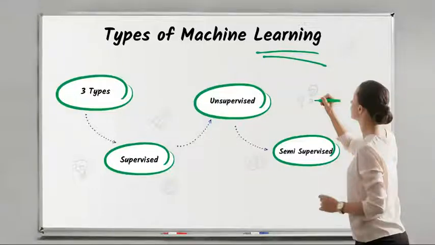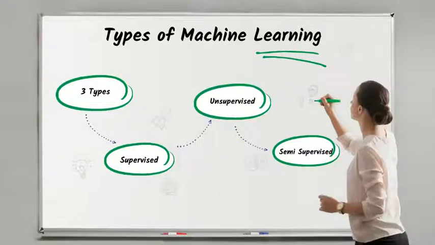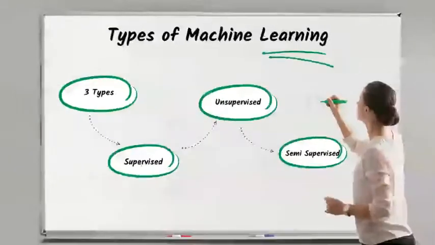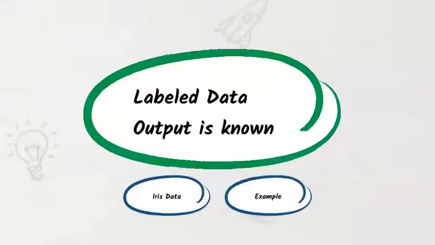Hello, everyone, and in today's podcast, we will deal with types of machine learning. As you can see, we'll be dealing with three types of machine learning, and they are namely supervised, unsupervised, and semi-supervised machine learning. So, let's move on to supervised machine learning.